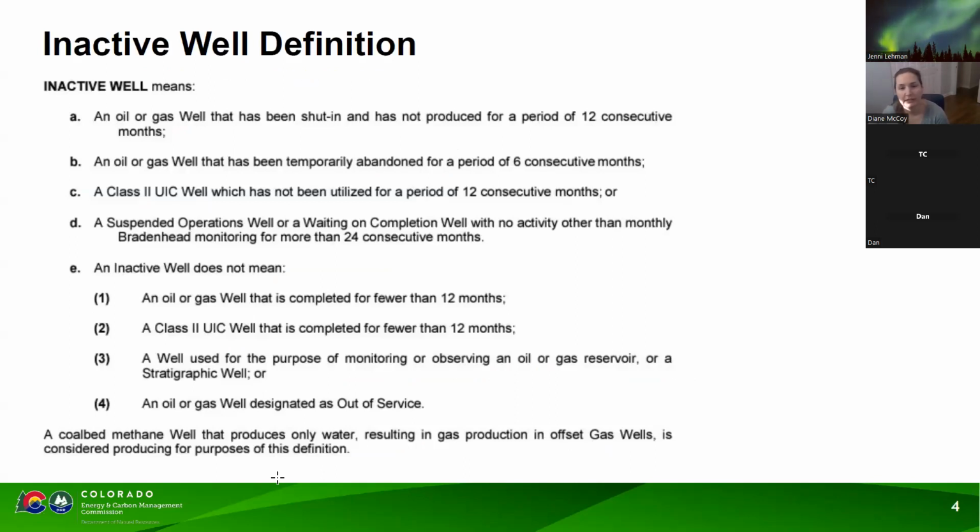So switching gears a little bit, the second matter I wanted to have a reminder on today is the need for operators to take action on inactive wells. So this is just a copy of the definition of inactive well from our rules. Oil or gas well that has been shut in for 12 months, TA for 6 months, or suspended operations or waiting on completion for 24 consecutive months, all become designated as inactive. We really want to highlight that SO and WO wells also get that inactive designation and require action. Next slide, please.